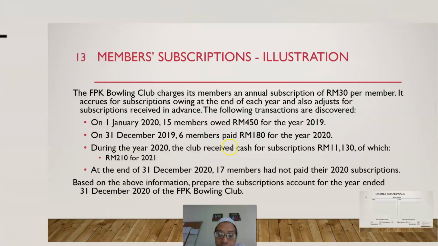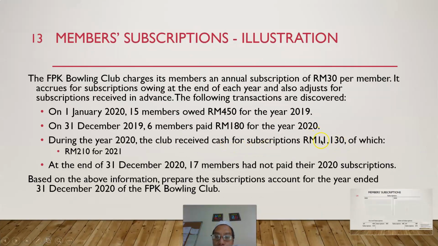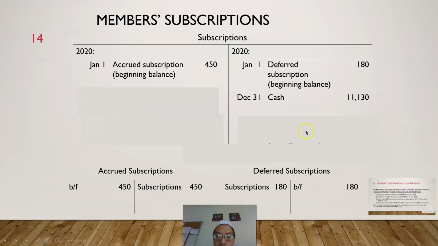The second part is that out of the 11,000 amount, 210 is actually for the following year. So we must go back to this account. How do we remove it from the amount of cash that we receive? We need to recognize that that is for the following year's subscription. Therefore, this is a deferred amount.